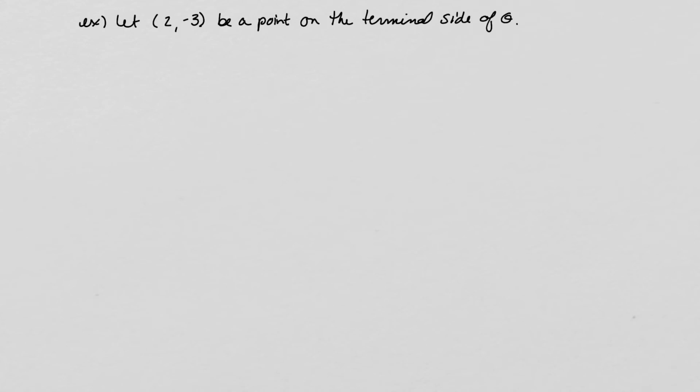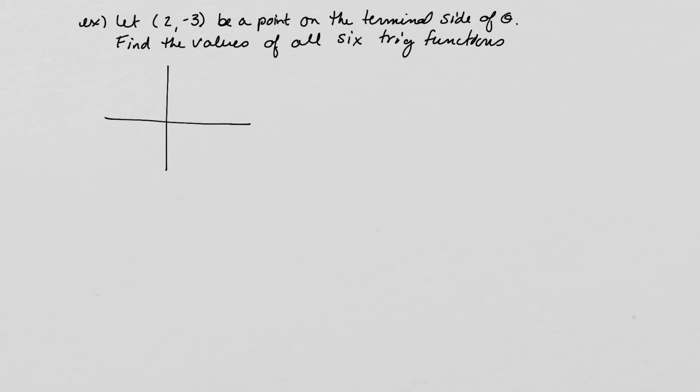So we'll let (2, -3) be a point on the terminal side of theta. And this time let's find all 6. So find the values of all 6 trig functions. Again, I'm going to draw this first. So 2, so 1, 2, and then 1, 2, 3, -3. So we're talking about a point here.